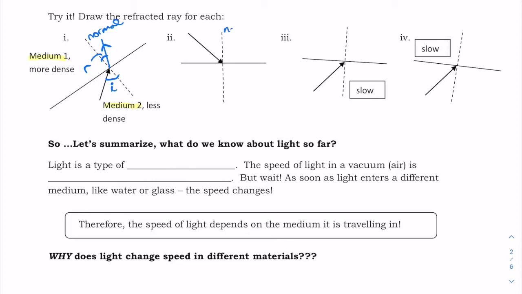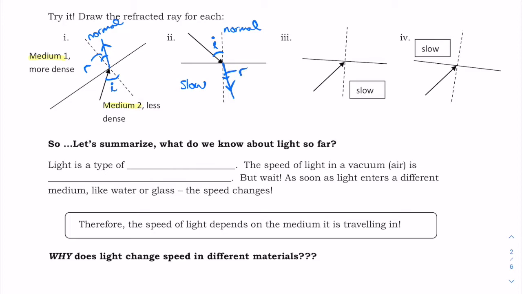Here's our normal once again. Remember, it's always the dotted line. I'll label the angle of incidence. It looks like it was missing over here, but let's assume it goes from a less dense to a more dense material, so it's going to travel slower in the more dense material. In that case, you'll see the incident ray of light bend towards the normal, like so. And there's your angle of refraction.